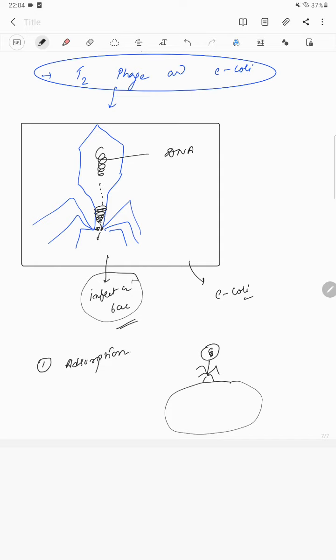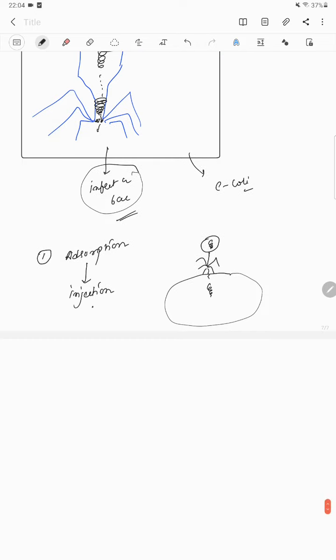Now what does adsorption mean? Adsorption means this bacteriophage is going to attach to the membrane of the bacteria, and after getting attached to the membrane of the bacteria, it is going to inject. So the second step is injection. So what is it going to inject? It is going to inject its own genetic material into the body of the bacteria.